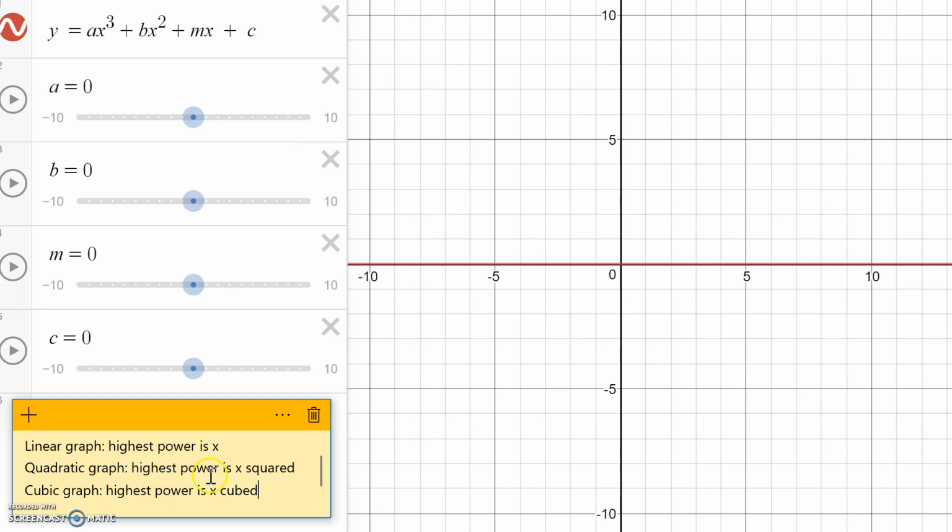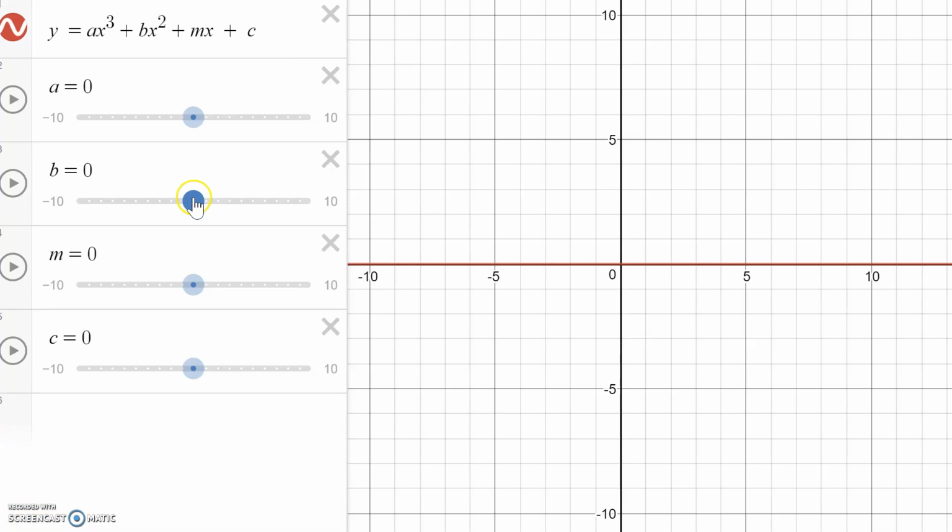So quadratic graphs, the highest power we can have is x squared. So that's our b coefficient. We're going to leave no x cubed, a is 0. For a start, we'll have no x's. We'll make m 0 and no added on numbers at the end, so c will be 0. Okay, but let's make b 1. So this will be the graph of y equals 1x squared, or y equals x squared.